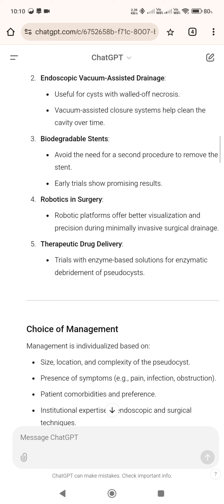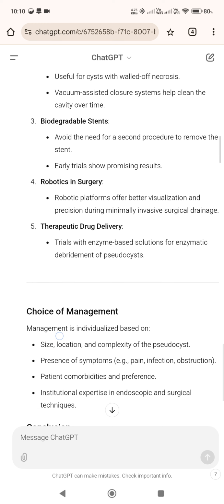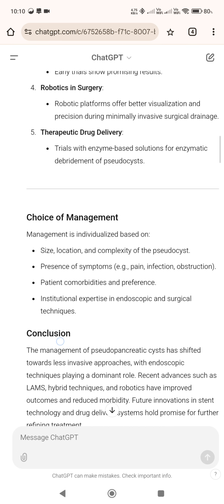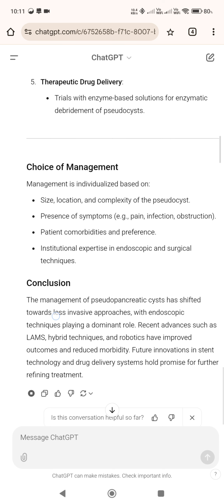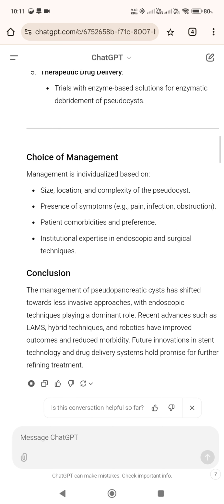4. Robotics in surgery. Robotic platforms offer better visualization and precision during minimally invasive surgical drainage. 5. Therapeutic drug delivery. Trials with enzyme-based solutions for enzymatic debridement of pseudocysts. Choice of management. Management is individualized based on size, location, and complexity of the pseudocyst, presence of symptoms, e.g., pain, infection, obstruction, patient comorbidities and preference, institutional expertise in endoscopic and surgical techniques.